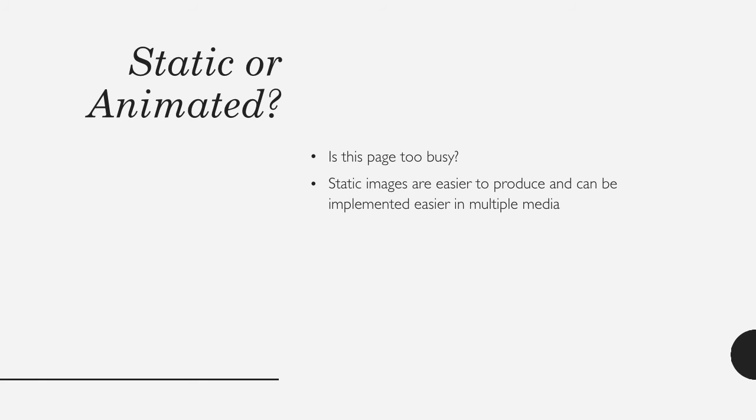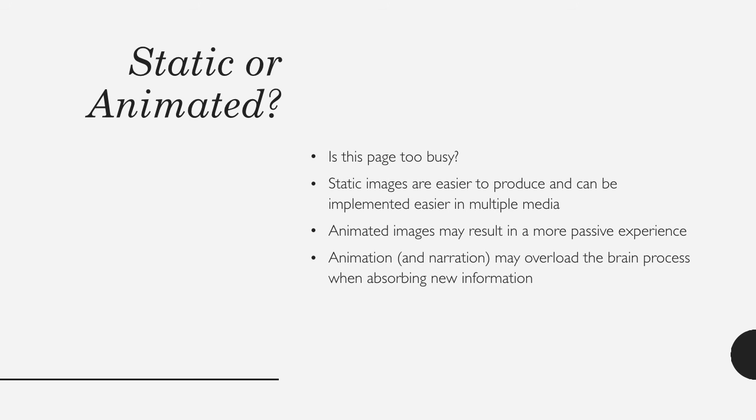Again, static or animated. Is this page too busy? Static images are easier to produce and can be implemented easier in multiple media. Animated images may result in a more passive experience. Animation and narration may overload the brain process when absorbing new information. Diagrams are easier to review.